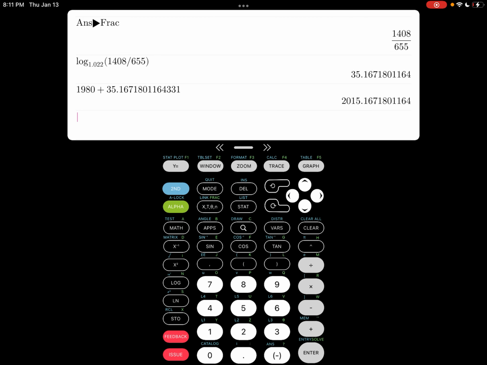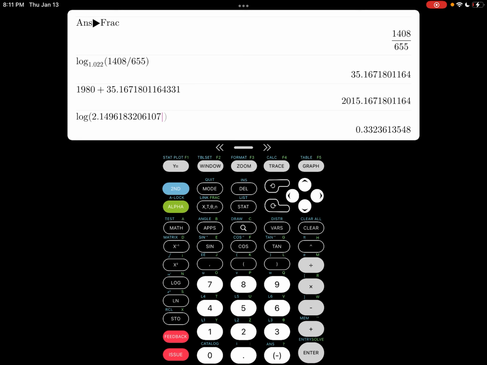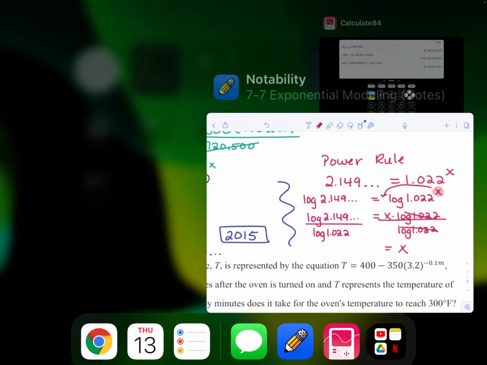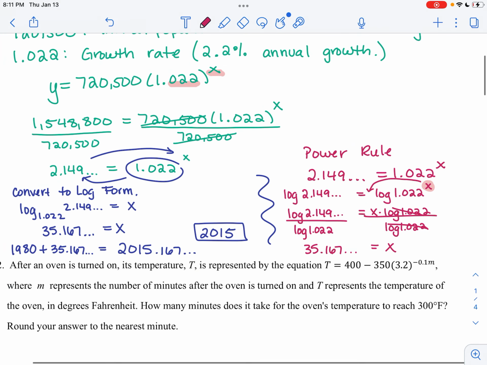Let's just confirm it. So I have the log. I'm going to go up and find that number. Here we go. So the log of that divided by the log of 1.022 gets us that same value, 35.167. And we would add that again to 1980 and get the year 2015.